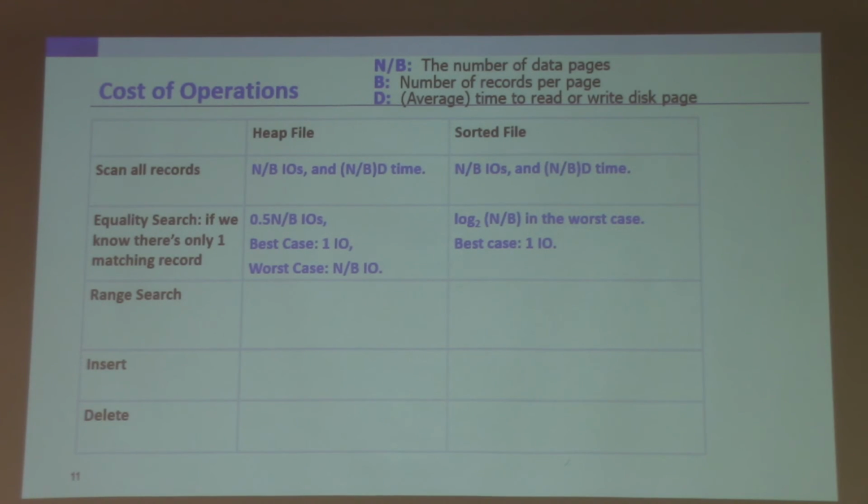But let's look at a heap file first. What happens for a heap file for range search? Do you know what the cost is for this? You have to go over all of them. Like in that equality search when you don't know how many matching records there are, the same thing happens here. If it's a range search, you don't know how many matching records you're going to have, so you have to go over all of them.